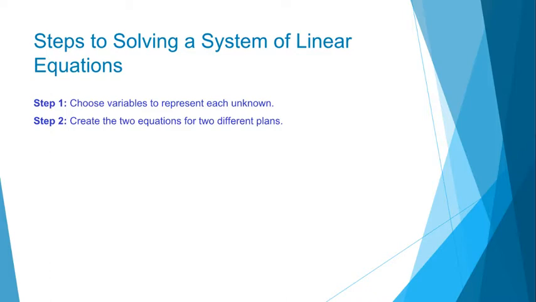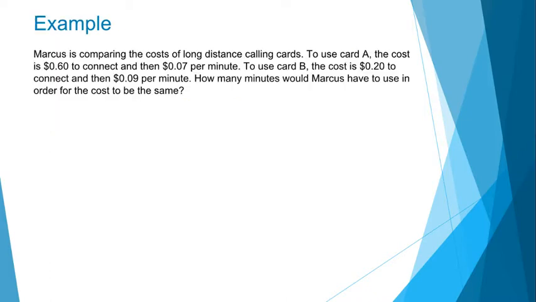So example, Marcus is comparing the cost of long-distance calling cards. To use card A, the cost is 60 cents to connect and then 7 cents per minute. To use card B, the cost is 20 cents to connect and then 9 cents per minute. How many minutes would Marcus have to use in order for the cost to be the same? So first thing we're going to do is choose our variables to represent. So x is going to be the minutes, since we have 7 cents per minute and 9 cents per minute, and y is going to be the total cost.